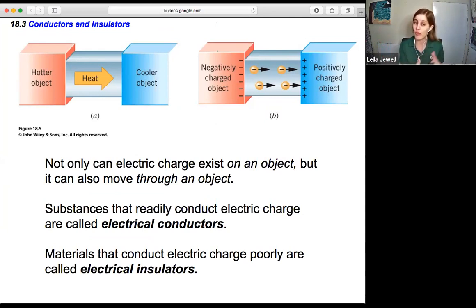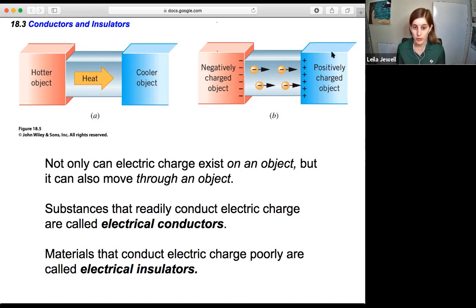If you remember from back in chapter 13, when we talked about heat transfer through conduction, we said that there's a hotter object and there's a cooler object, and if you have a substance connecting them, like a metal bar, the heat will flow from the hotter object to the cooler object. In a very similar way, we can get electric charge to flow from the more negatively charged object to the positively charged object, because it's always going to be the electrons that are flowing towards that more positive side.